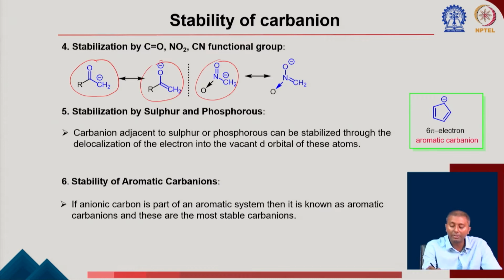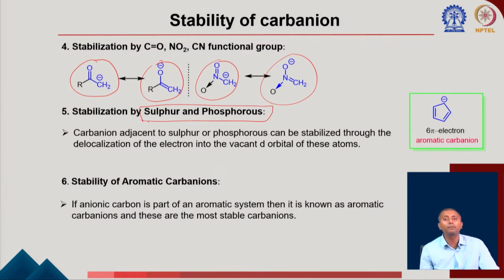Nitro can also stabilize the corresponding carbanion. That means if you have an electron withdrawing group, then that particular carbanion will be more stabilized. Stabilization can be done by sulfur and phosphorus. We have learned about the sulfur halide and the phosphorus halide chemistry. If you remember, at that time we learned that the sulfur or phosphorus will carry a positive charge and the corresponding carbon which is attached will carry a negative charge, and that negative charge will be stabilized by sulfur or phosphorus because they have vacant d orbitals. So, this electron can be transferred to the vacant d orbital to stabilize.